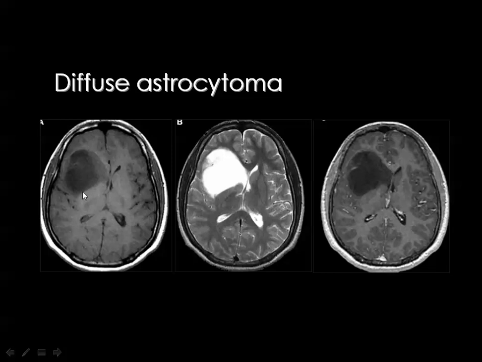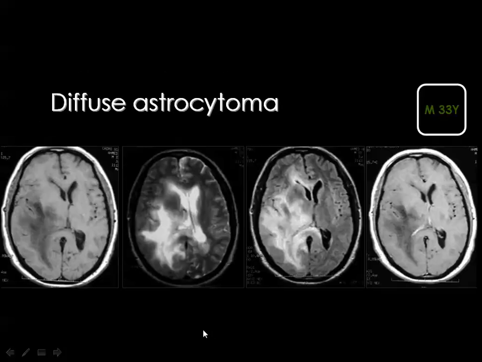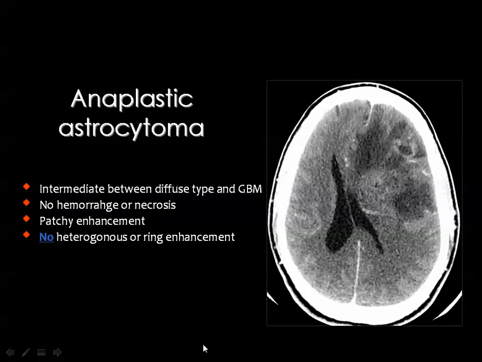And then this is T1 weighted image, T2 weighted image, and T1 post contrast, and you cannot see enhancement of the tumor. And this is what we call the diffuse astrocytoma. And this is another example where you can see a low signal lesion in the T1 weighted image, high signal in the T2 and the FLAIR, and after contrast injection you cannot see enhancement of the tumor itself, and you also appreciate the mass effect of the tumor on the ventricle, as you can see.